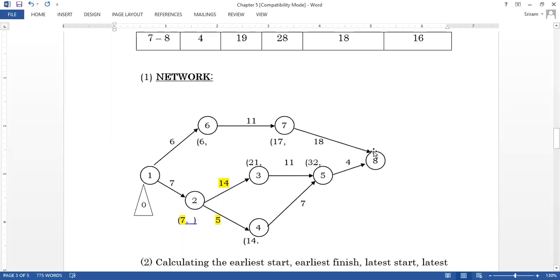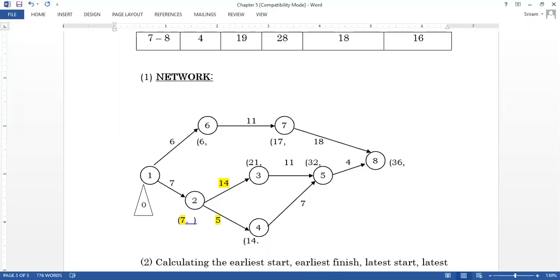Understand the idea, dear? Now finally we are going to find the value at 8. When I want to reach 8, I am having two points, one is 7 to 8, one is 5 to 8. I am going to check the maximum of this. From 7 to 8, the value is 11 plus 18, which is 29. The next value, 32 plus 4, is 36. So I am going to take the big number 36.